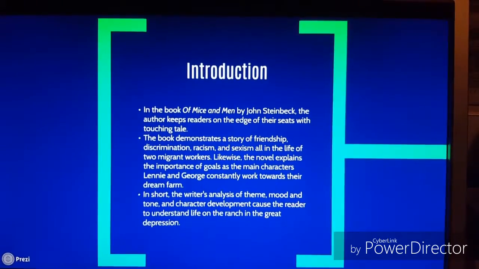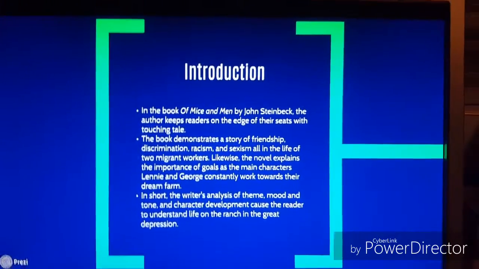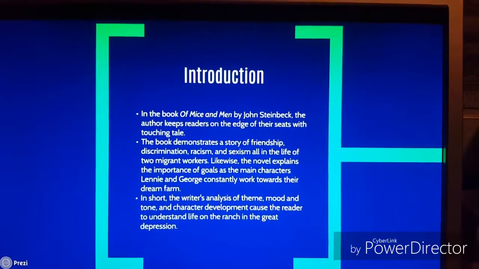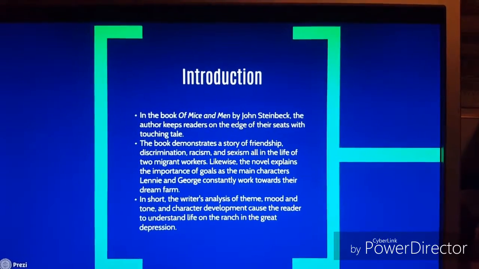In short, the writer's analysis of theme, mood and tone, and character development causes the reader to get a better understanding of life on the ranch in the hard time of the Great Depression.